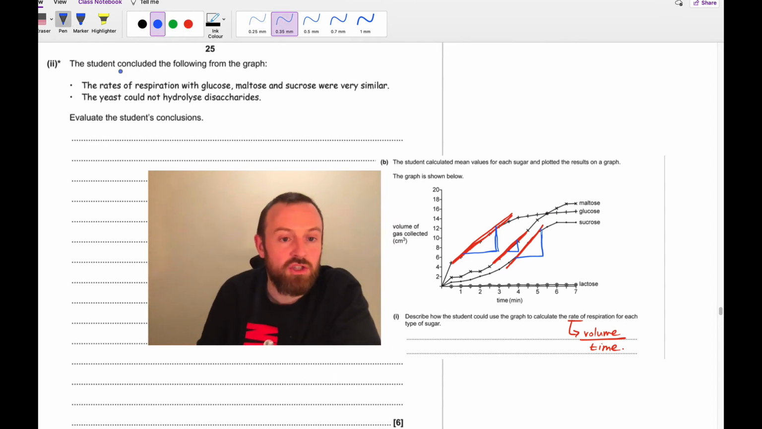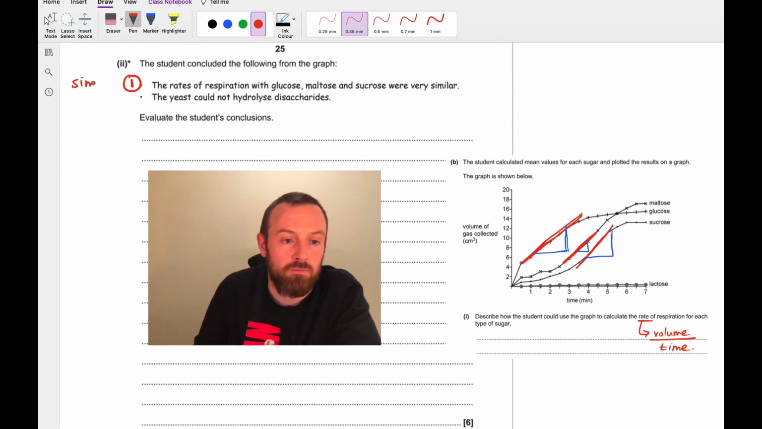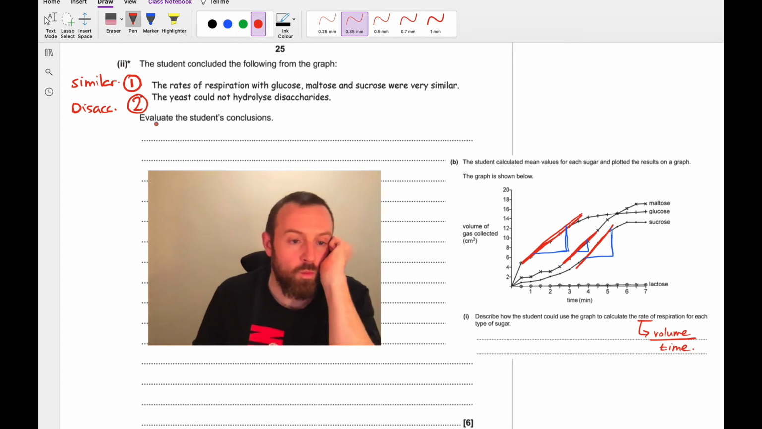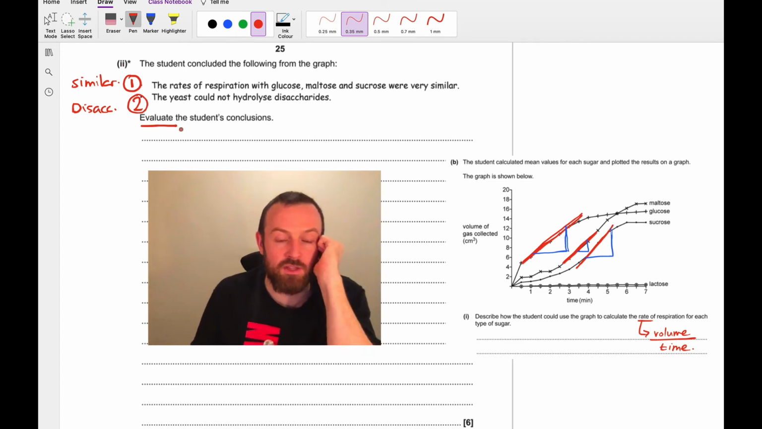Let's look at the question. The student concluded the following from the graph. The rates of respiration with glucose, maltose, and sucrose were very similar. Okay, so we'll call that conclusion 1. Conclusion 1, similar, we'll call it. And then conclusion 2, the yeast could not hydrolyze disaccharides. I'm going to call that conclusion the disaccharide conclusion.